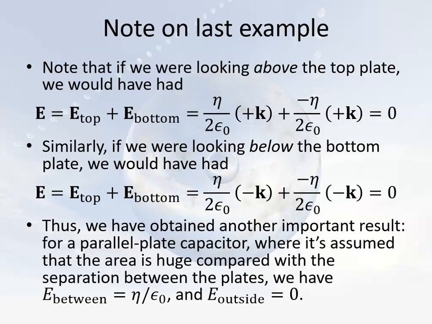So this is an important result. For a parallel plate capacitor, something that we're going to be dealing with a lot in future units, where it's assumed that the area of each plate is huge compared with the separation between the plates, then that tells us that the electric field between the plates is always eta over epsilon naught, and the electric field outside of the plates is 0.